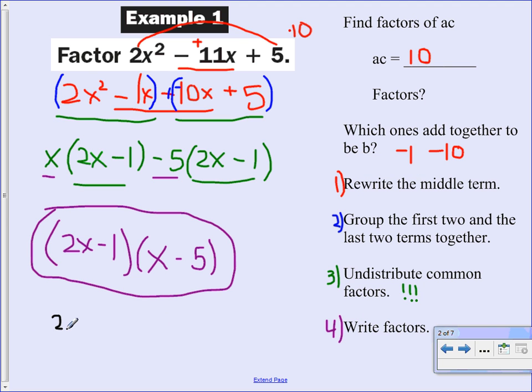2x times x would be 2x squared, minus 10x, because you multiply the 2x times the 5, minus 1x. Okay, that's going to give me negative 11x. And then negative 1 times negative 5, positive 5. You found the right binomials that multiply. So this is your answer: 2x minus 1 times x minus 5. And I got that by rewriting the middle term, grouping the first two, or factoring out something from those groups, and then writing my factors.